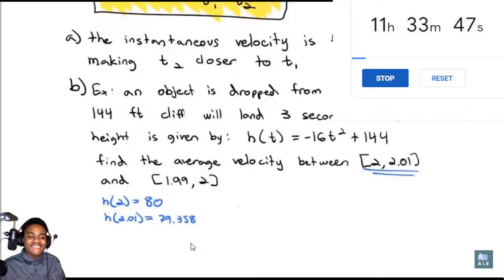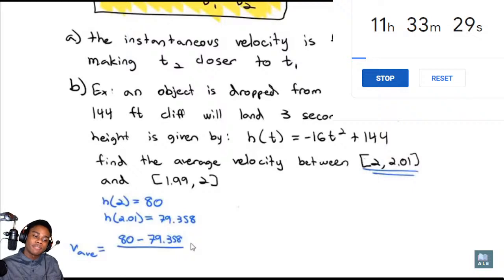So the average velocity is going to be the slope between these 2 points. The average velocity is equal to y2, 80, minus y1, 79.358, over the difference in the 2 x's, 2 minus 2.01. The average velocity here is negative 64.2 feet per second. So just after 2 seconds, the object is moving at 64.2 feet per second. It's negative because it's going down.